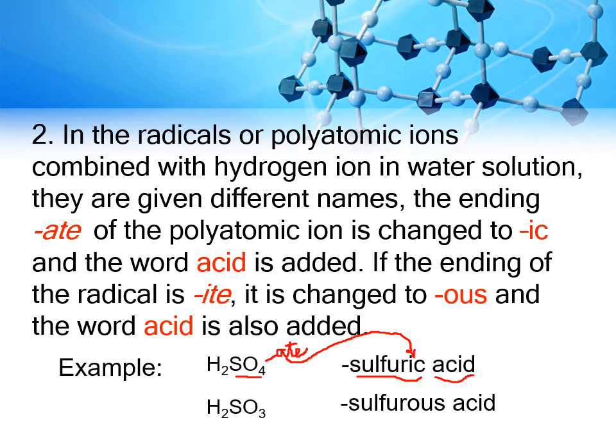For this compound H2SO3, this SO3 polyatomic ion ends in ITE because this one is sulfite. According to the rule, if the polyatomic ion ends in ITE, it will change to OUS and the word acid is also added. Therefore, the name of this compound is sulfurous acid.